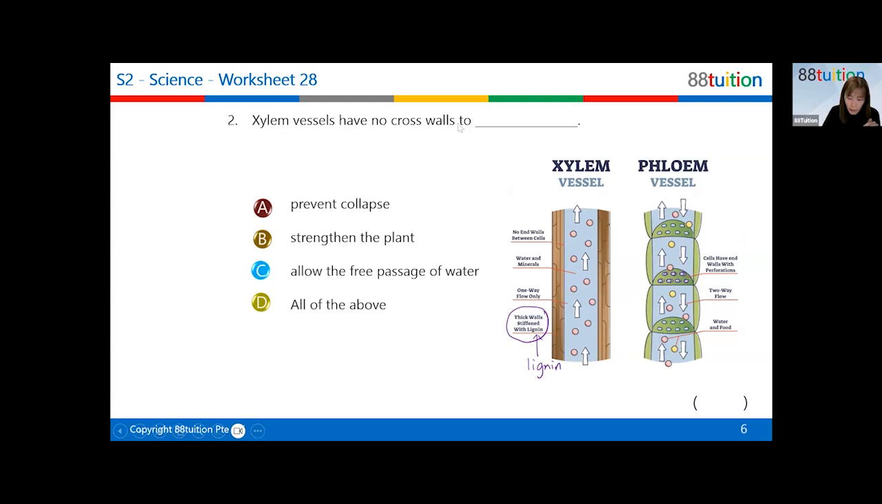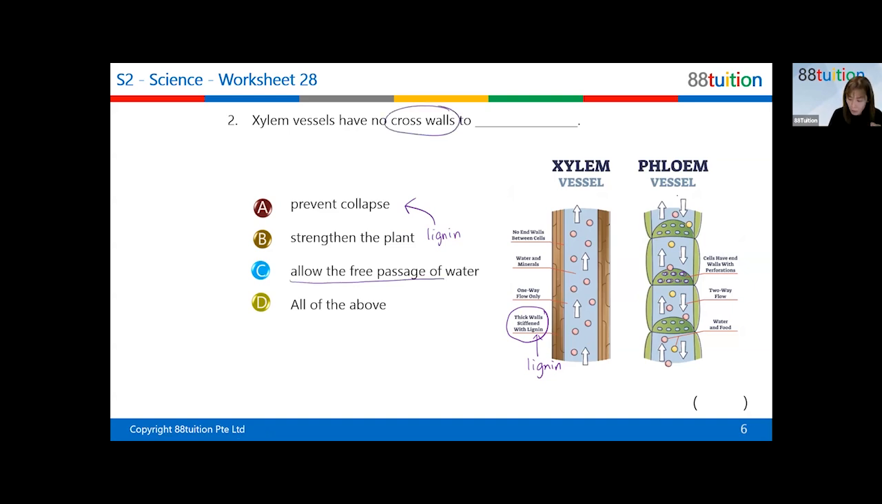See the cross walls here. Cross walls means within. So nothing related to its walls on the two sides. So we can't say prevent collapse or to strengthen the plant. In fact, if you talk about lignin, lignin strengthens the plant. This is the purpose of having the lignin. It prevents collapse as well, because it is so strong, it is a kind of support for the plant. Now, allowing free passage will be because of the cross wall.